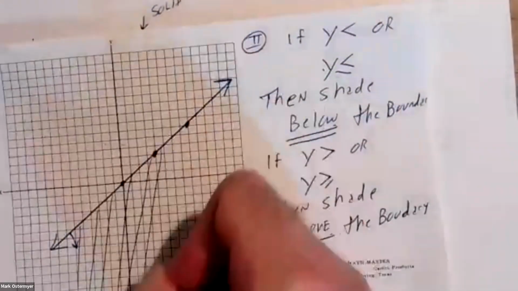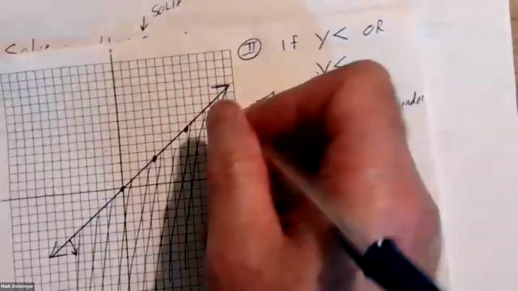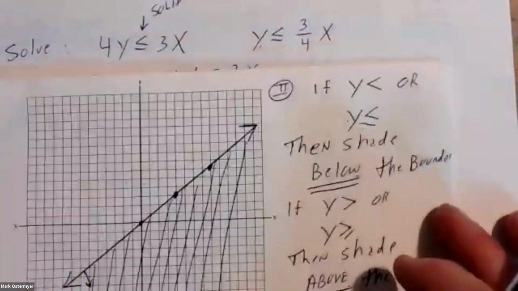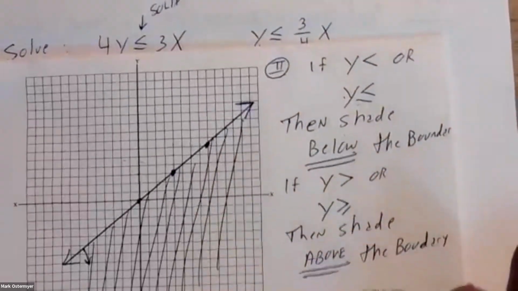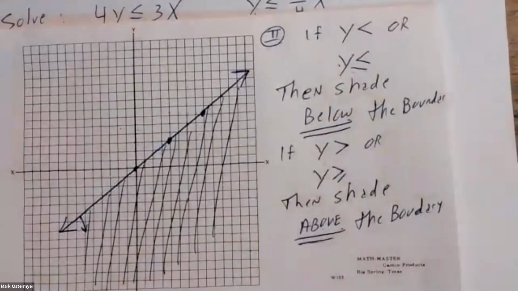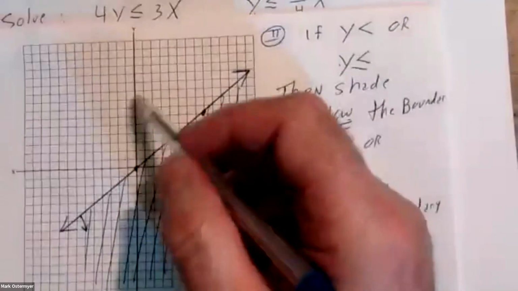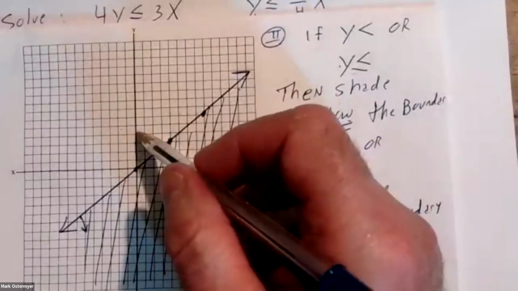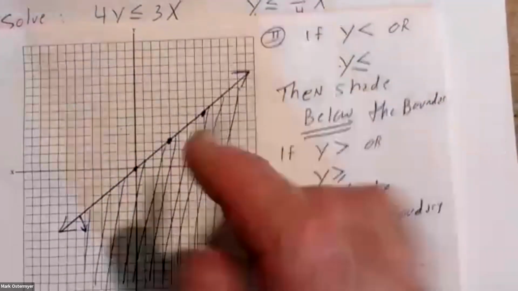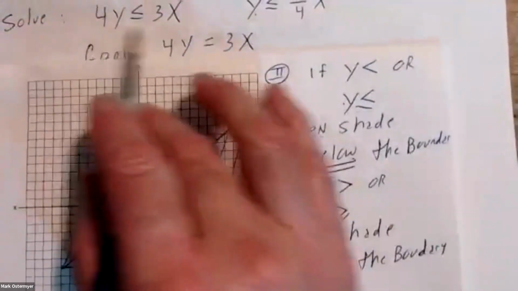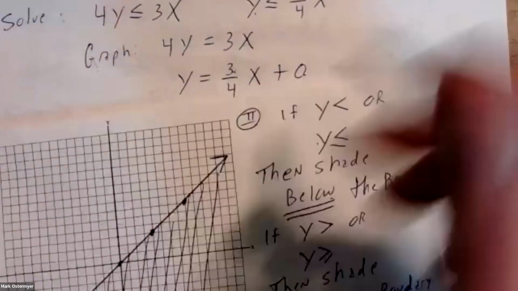Or suppose you don't want to do it that way. Suppose you want to choose a test point. Well, be my guest. And it doesn't matter what side of the line you choose your test point. I'm going to choose a test point above the line. How about the point (0, 5)? I'm going to test out (0, 5) in my inequality and see if it's a solution.